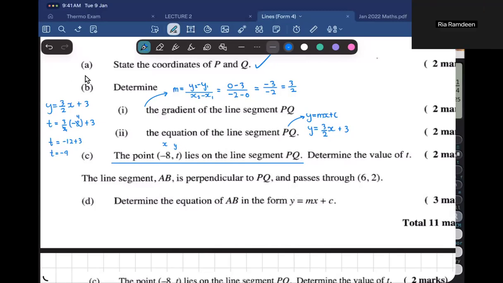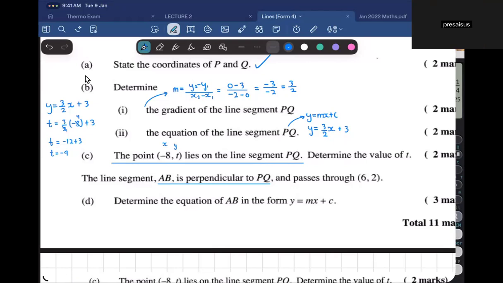y equals 3 over 2x. Wait, no, proceed. No, wait, read it back again to me. They say the line segment AB is perpendicular to PQ. Stop. They're saying that AB is perpendicular. Okay. What was the gradient of PQ? 3 over 2. Right. And AB is?